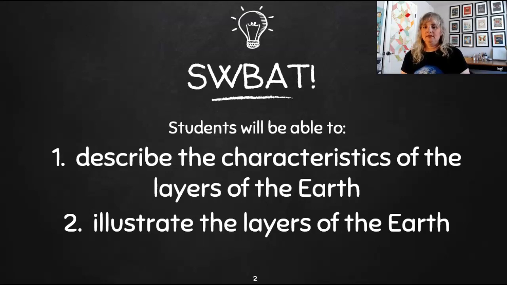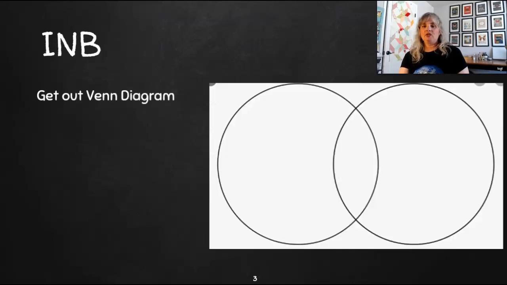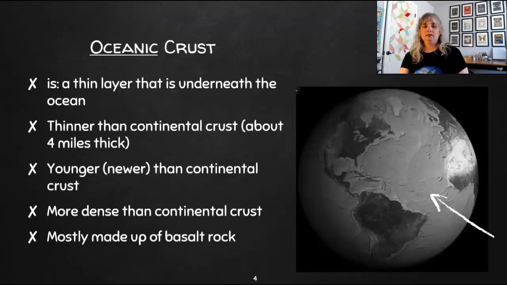SWABOT. SWABOT is what I like to say, and it stands for students will be able to. So at the end of these notes, you should be able to describe the characteristics of the layers of the Earth, and you should be able to draw a picture or locate the different layers on an illustration. I need you to get out your Venn diagram in your notebook for the notes on the next couple slides.